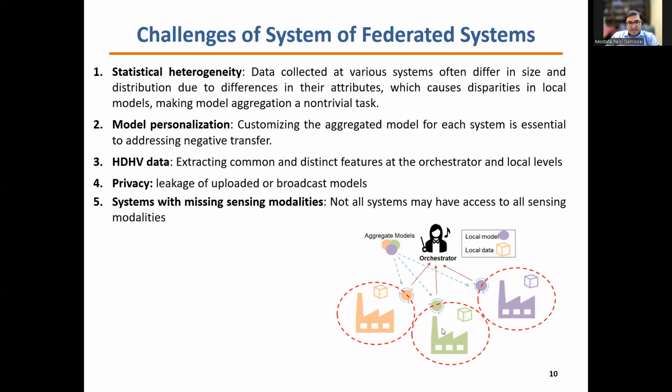Also, because the data is HDHV, there are common and distinct features that need to be identified at the orchestrator level and at the local level. How to do that is a challenge. Although privacy has been the main motivation of the federated systems, still one can look at the data, look at the models, and reverse engineer it to obtain information about each system. Therefore, still privacy is a challenge.